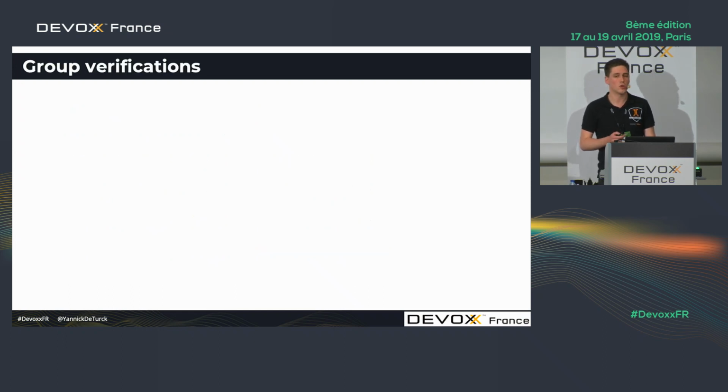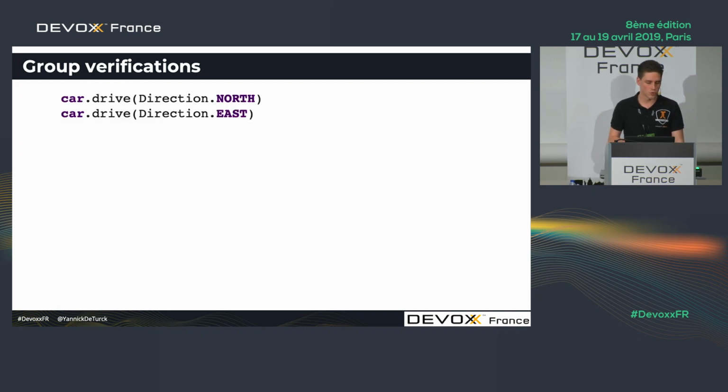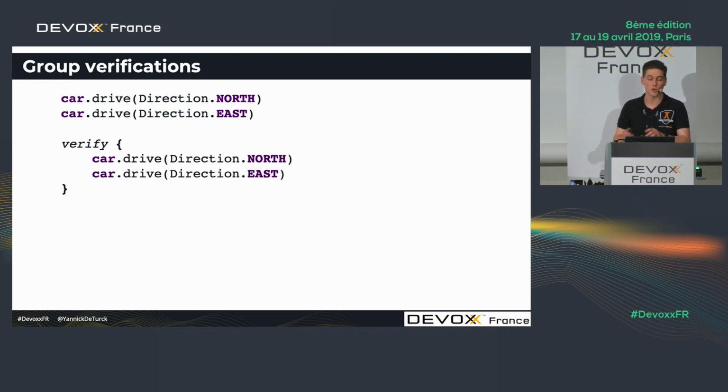There's also a concept called group verifications. Imagine that we have our car driving north and east. We can group them inside a single verify block where we verify both calls instead of always having to specify the verify part multiple times. If you're verifying a lot of calls, this makes it a bit cleaner. If we execute this test right here, it would pass just fine because the 2 calls that we are verifying right here have actually been called right here.